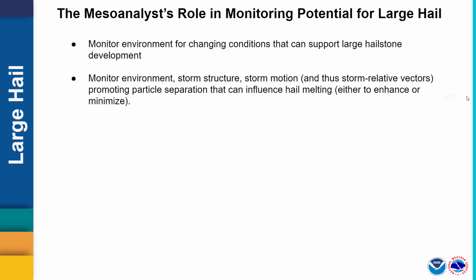Let's focus now on the mesoanalyst's role in monitoring for the potential of large hail, which includes monitoring for environment changes that can support large hailstone development, and monitoring storm structure and storm motion changes, and thus changes in storm relative vectors, promoting particle separation that can influence hail melting, either to enhance or minimize.